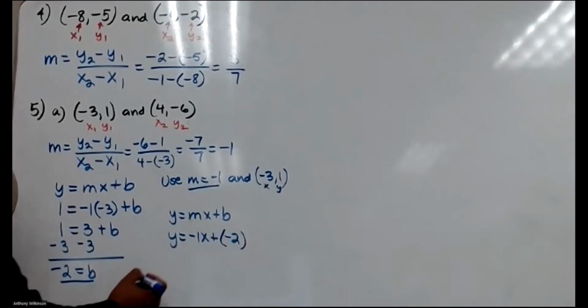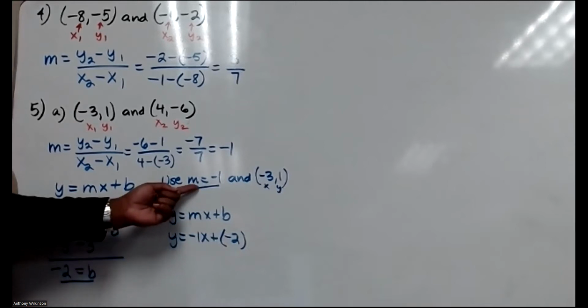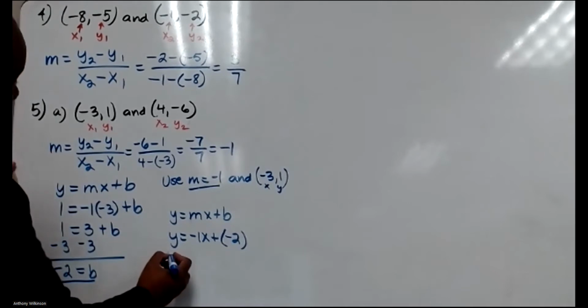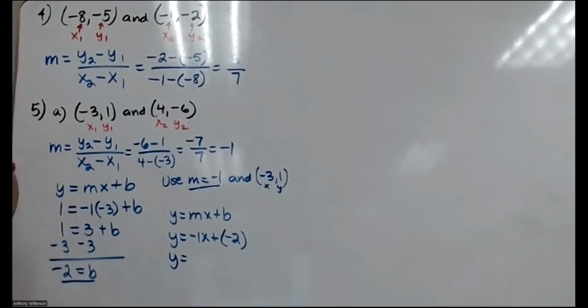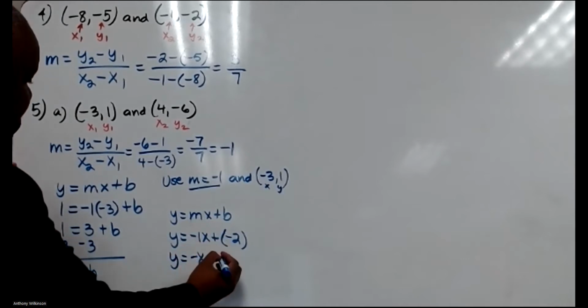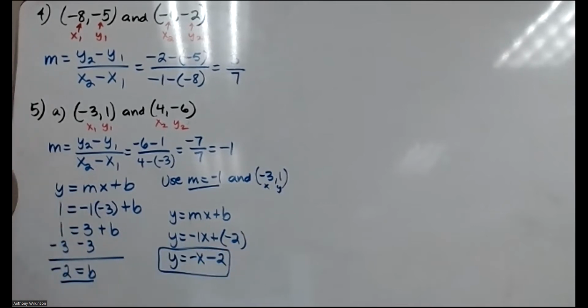Okay. And that same formula, y equals mx plus b. All I'm going to do is substitute the m and what b is to get the equation in slope-intercept form. Okay. Now, let me simplify this a bit. Negative 1 times x, I can just say negative x, plus a negative 2 is the same as saying minus 2. That would be the equation of that line passing through those two points, negative 3, 1, and 4, negative 6.